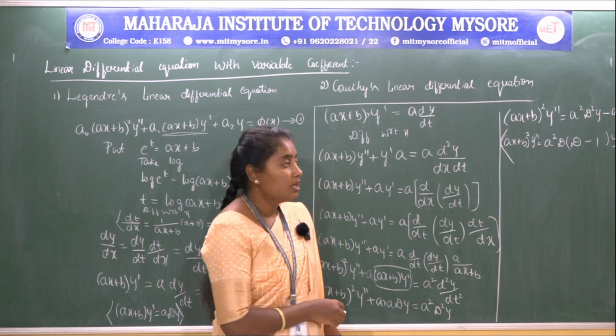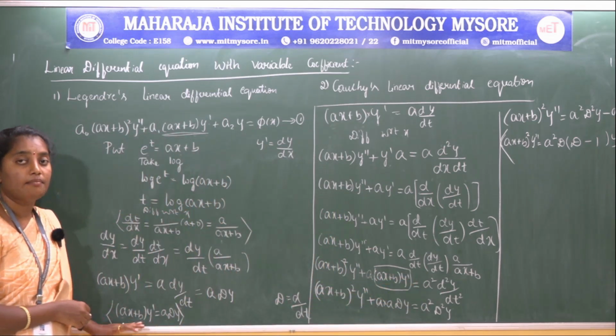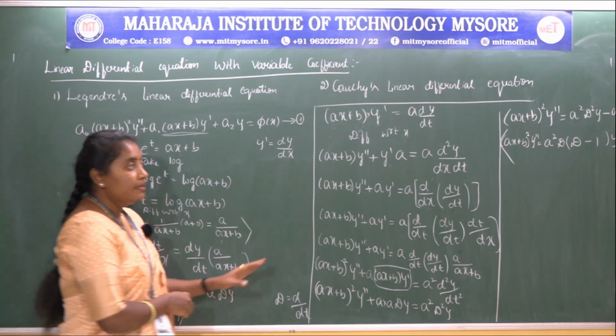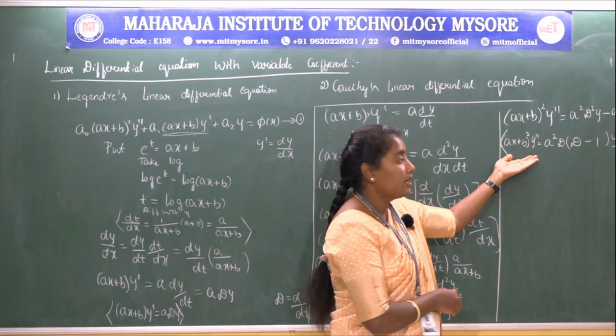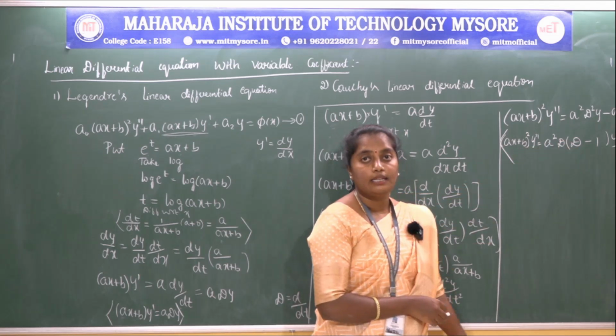So this is the value of the second order derivative with a variable coefficient converted to a constant coefficient. For the first order, (ax plus b) y dash can be replaced by a into Dy. (ax plus b) whole square into y double dash can be replaced by a square D into (D minus 1) into y.